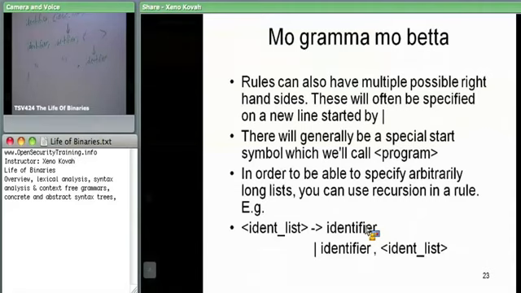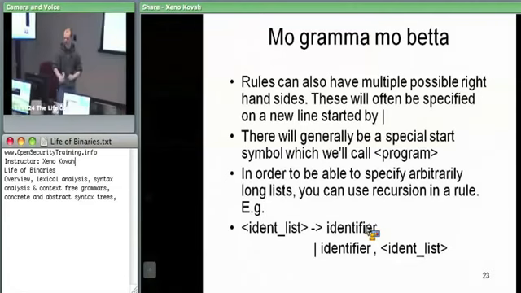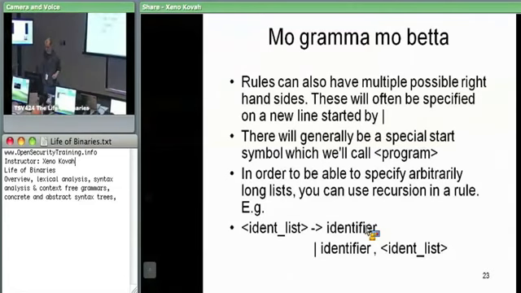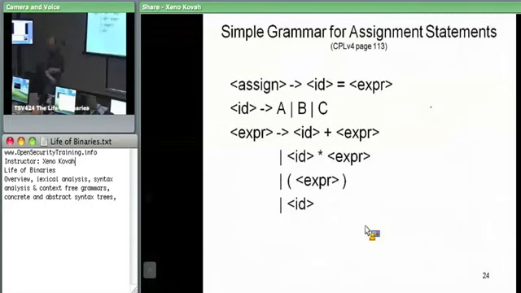Typically, I don't think you even see it in my examples, but typically you'll start with some little program, and the program will have an interpretation to initial possibilities, and from there you just keep branching out. All right, so here's a very simple grammar for assignment statements, which I slightly modified from this book that I'm referencing.